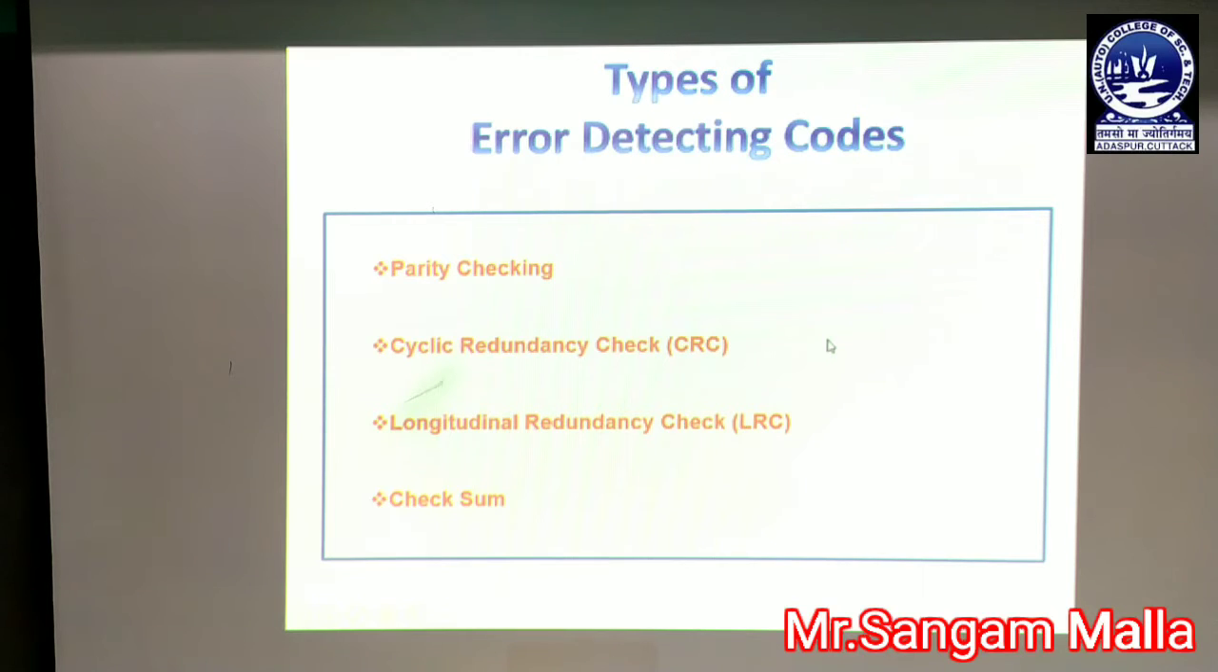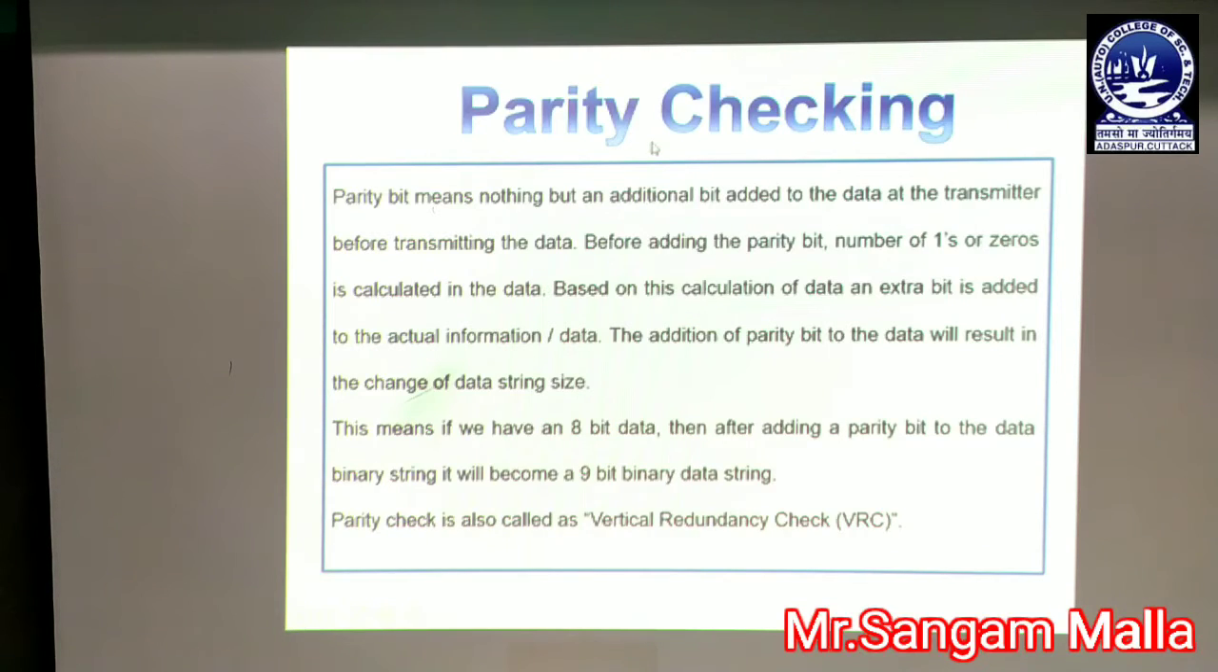So there are many types of error detecting codes, but in today's video we will be discussing some of the error detecting codes that are there in your syllabus. So moving on to the first category, that is parity checking. Parity bit means nothing but an additional bit added to the data at the transmitter before transmitting the data.